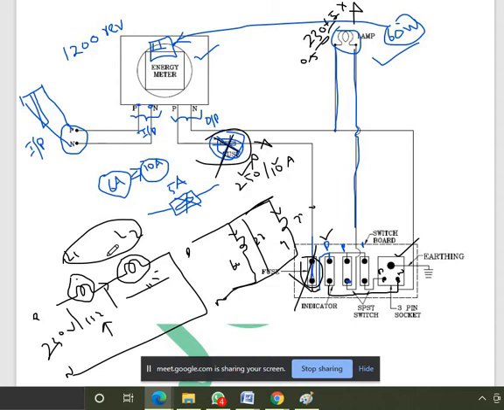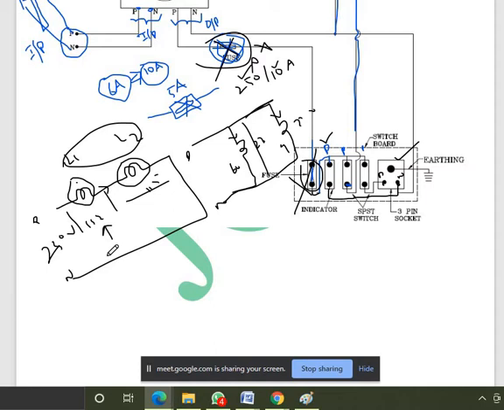Okay, sir. Parallel connection is better. Parallel only we have to adopt, then only we get the exact output. Otherwise, we do not get the exact output.